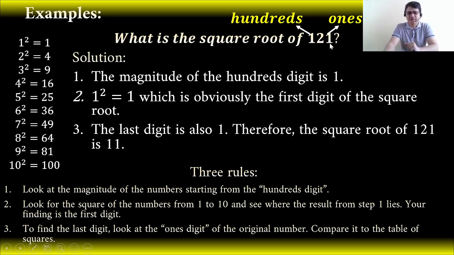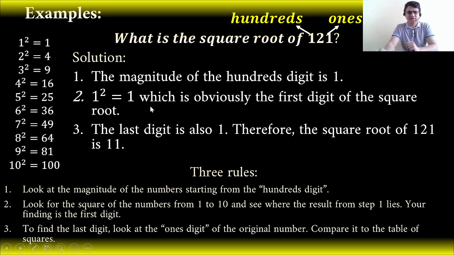The digit on the rightmost is what we call the ones digit, and this one is the hundreds digit. Looking at the hundreds digit, in this example its magnitude is 1. Step number 2 is to look for the square of the numbers from 1 to 10 and see where the result from step 1 lies. Your finding is the first digit of the square root. We have 1 here, and we compare it to these squares. Obviously, 1 is the first digit of our square root.